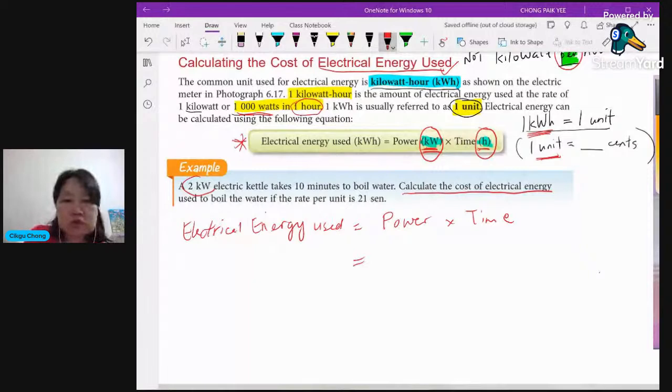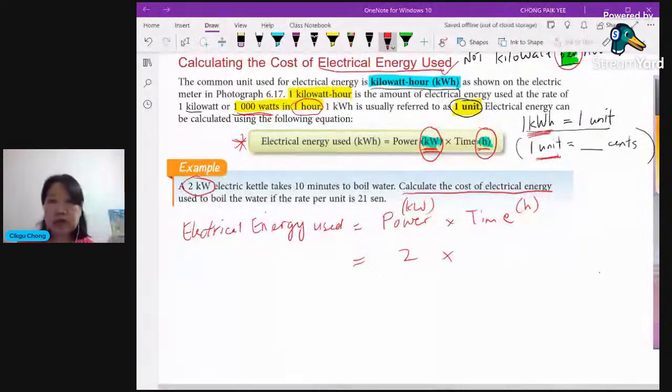Okay, so your power must be kW. Your time must be in hour. Now here, power, no problem, because it is already kilowatt, right? No need to change anything. No need to change to kilowatt. It is already given in kilowatt. Now time. Time here is 10 minutes. It takes 10 minutes to boil water. So you can't put your 10 here because the unit is hour.